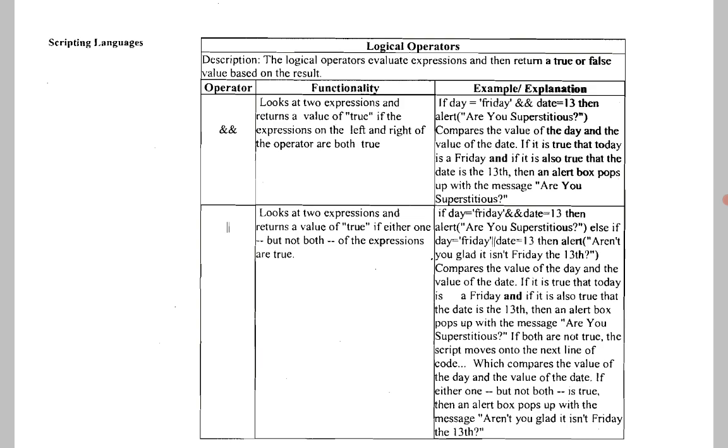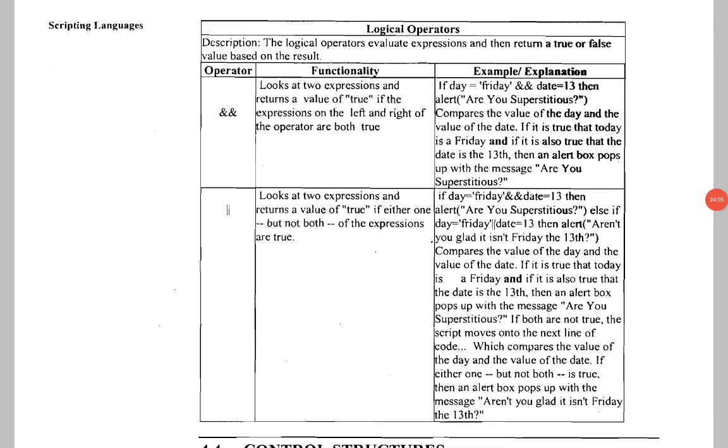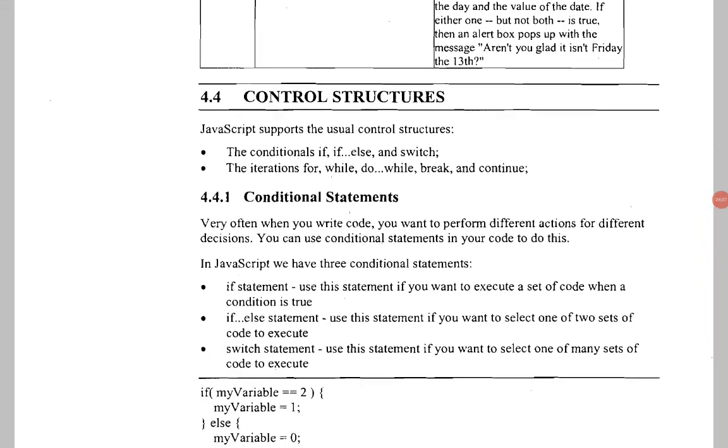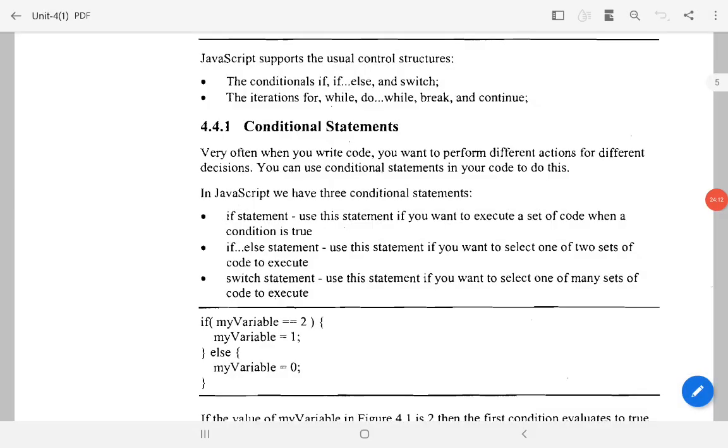What is the or operator? The or operator is used so that if any one of the given conditions is true, then the result will be true. In all other cases the result will be false. That is the working of or. Not means negation.